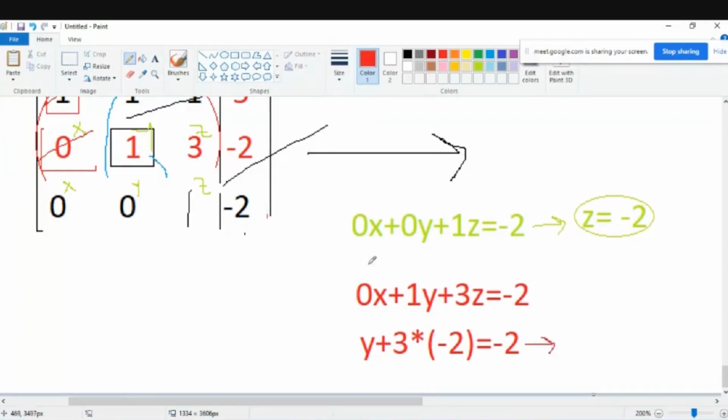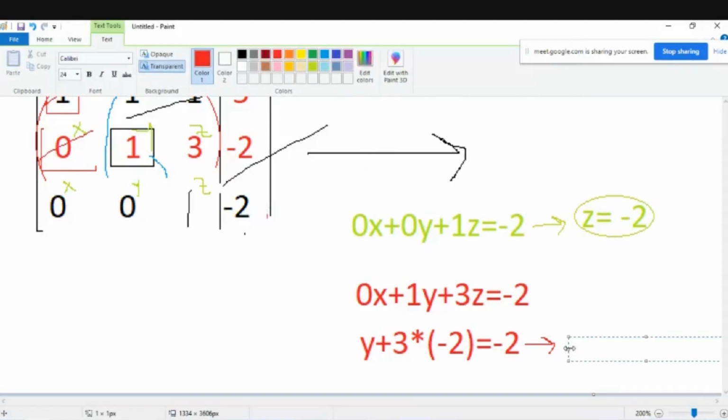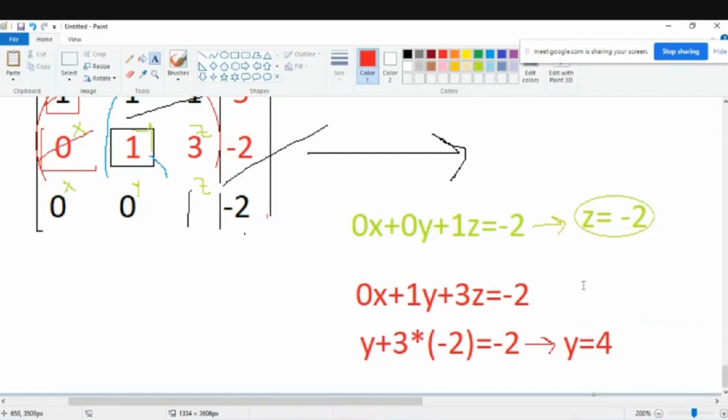-2 multiplied by 3 will become -6. Take it to the other side, it will become +6. +6 minus 2, it will become 4. Then y equal to 4, you write. Correct. This is the answer.